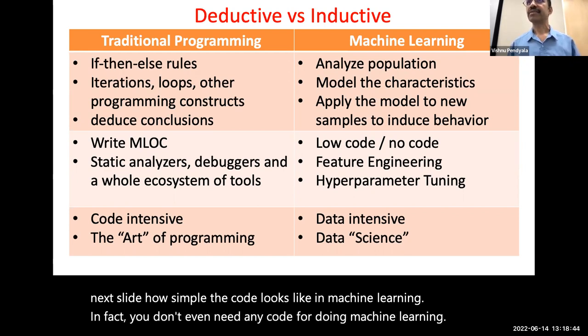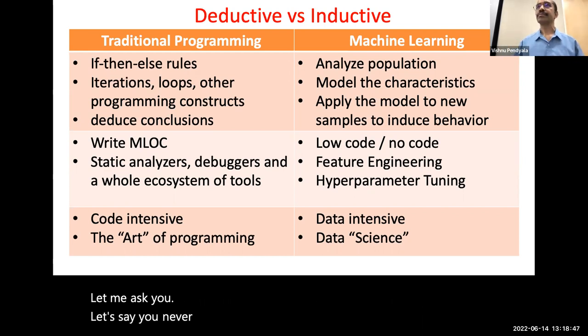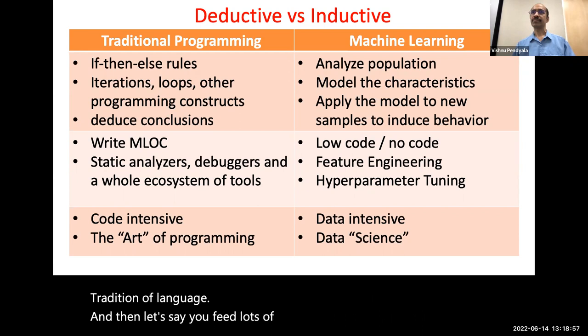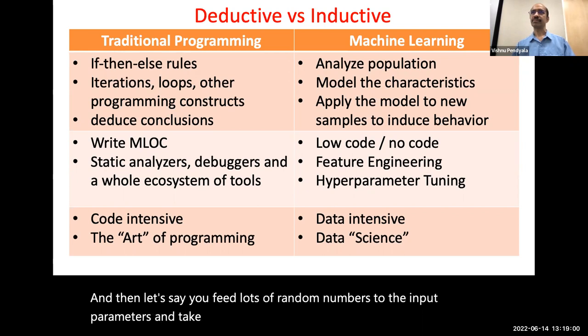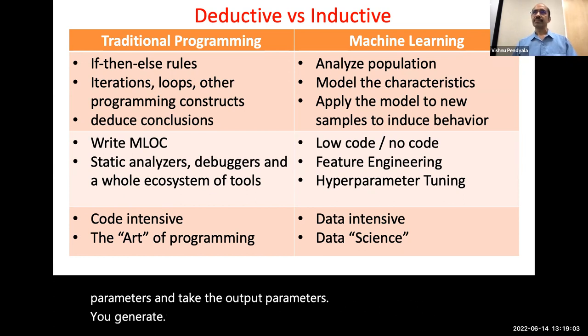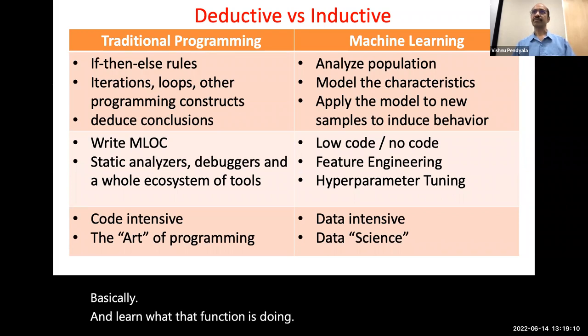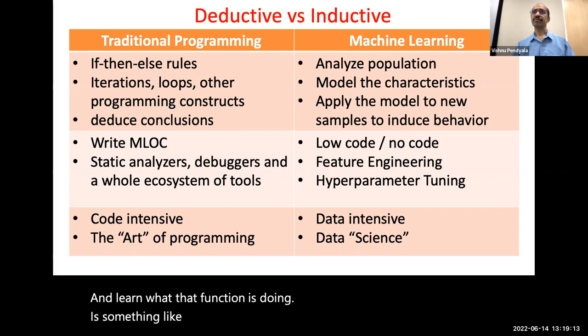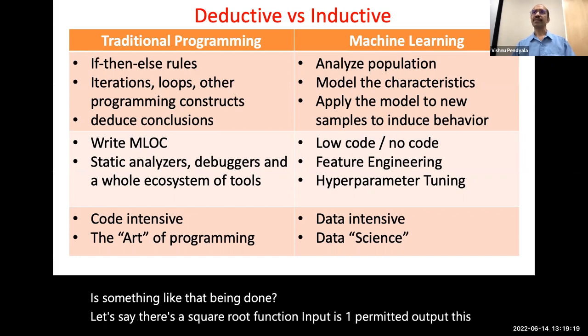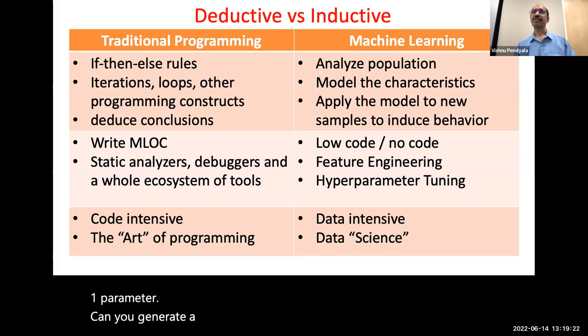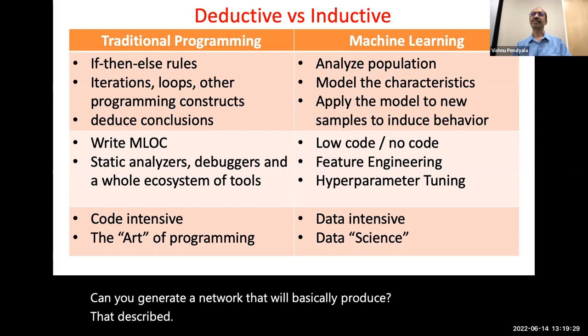Let me ask you a question. Let's say you have a function written in a traditional language. And then let's say you feed lots of random numbers to the input parameters and take the output parameters and generate data to learn what that function is doing. Is something like that being done? Let's say there's a square root function, input is one parameter, output is one parameter. Can you generate a network that will basically produce the square root in a meaningful way?